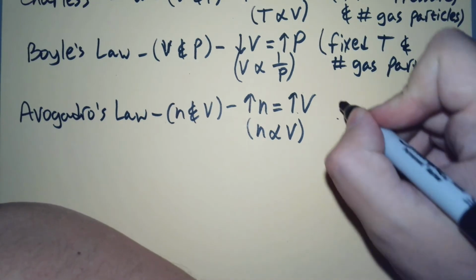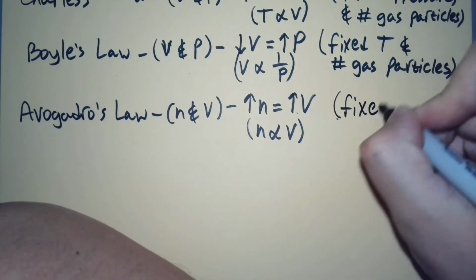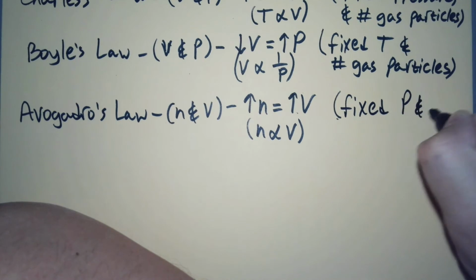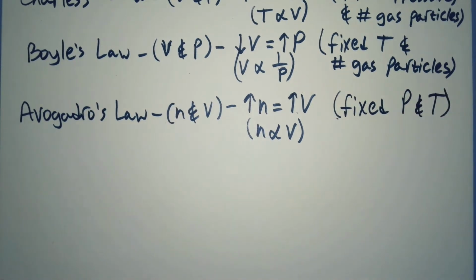So, and to do this, fixed pressure and temperature. So he didn't let pressure or temperature change. So you're isolating variables, right?